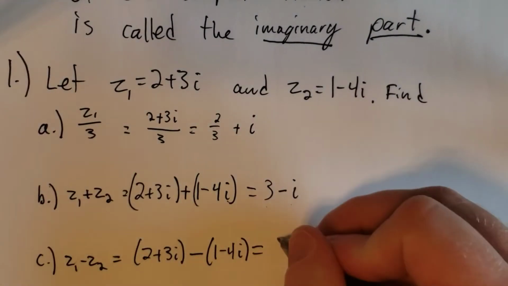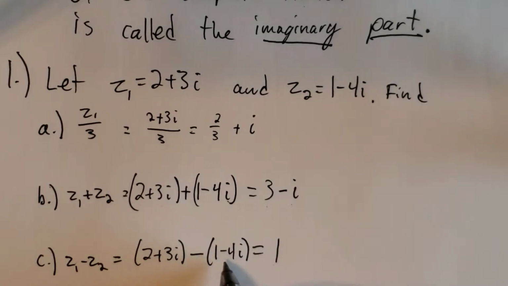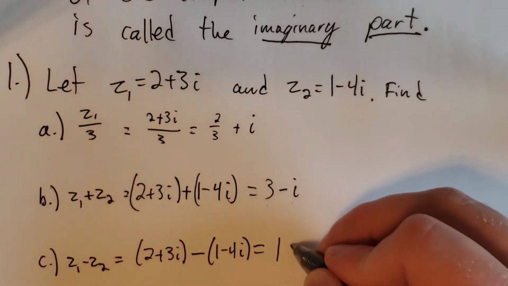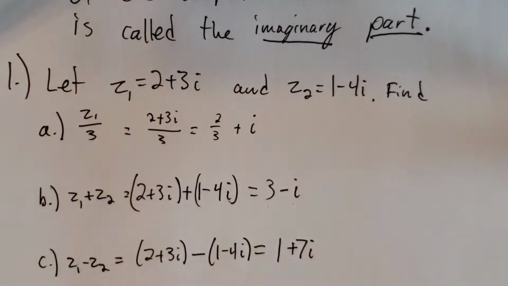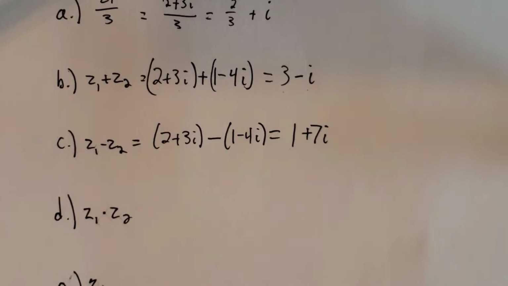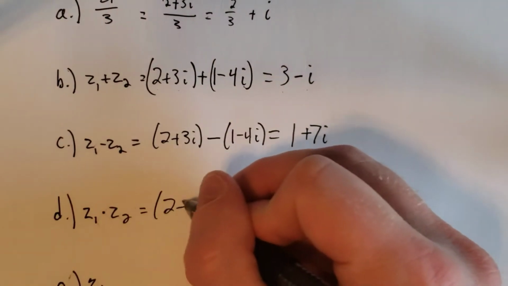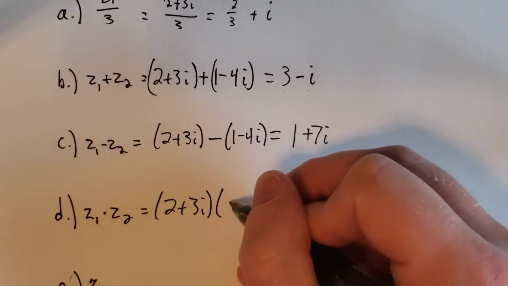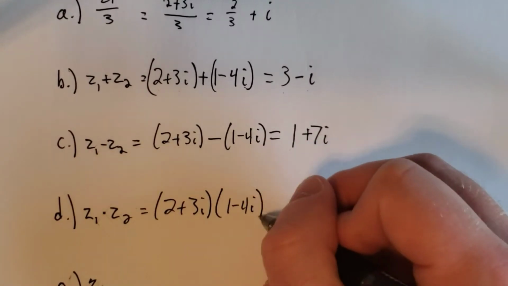2 minus 1 is 1. 3 minus a -4. Minus a negative means add, so 3i plus 4i is plus 7i. I'm going to do z1 times z2. So this is 2 plus 3i times 1 minus 4i.